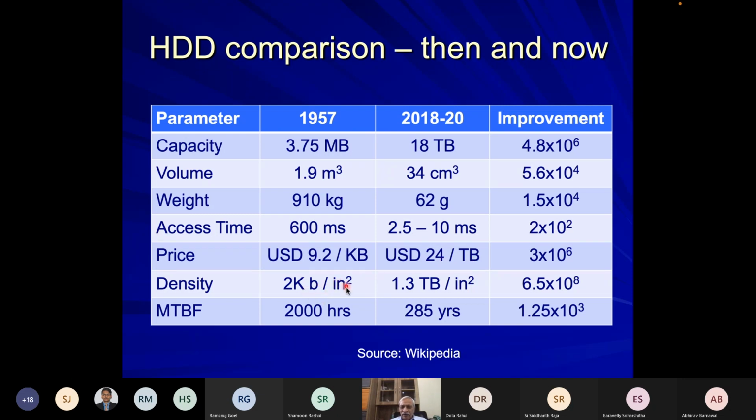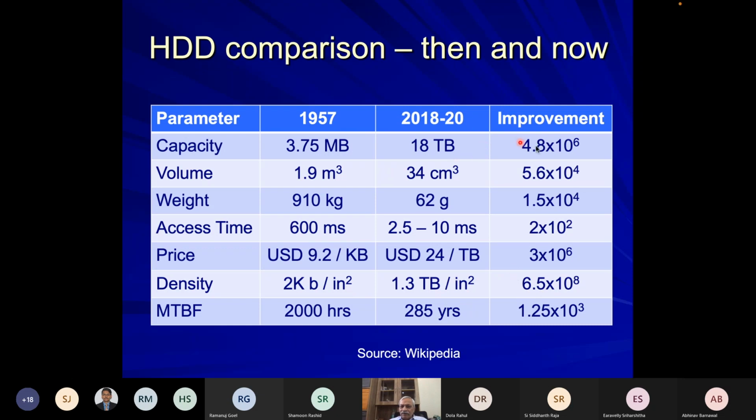Density in kilobits per square inch, it is terabytes per square inch. And the last one is mean time between failures, so reliability from 2000 hours to 285 years. So reliability is extremely high. If you see the improvement factors, where do you see the largest factor? It's in terms of information density.